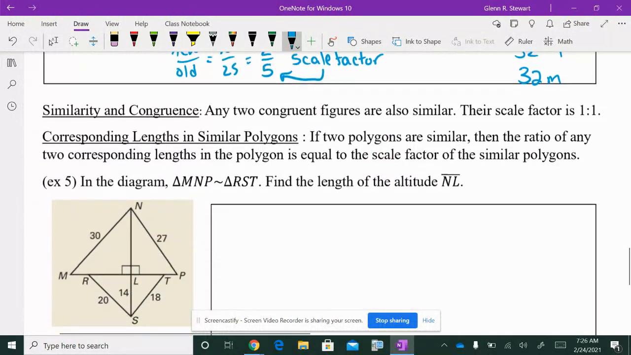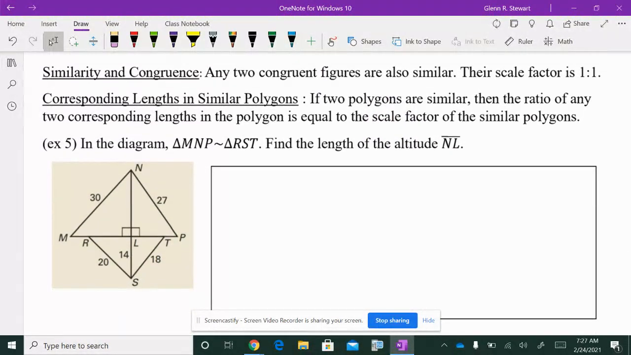All right, last but not least, we've got similarity and congruence. Any two congruent figures are also similar. Their scale factors in this case are 1 to 1, which means that if I took a figure and multiplied it by 1, I would get that same figure with the same measures. Corresponding lengths in similar polygons: if two polygons are similar, then the ratio of any two corresponding lengths in the polygons is equal to the scale factor of the similar polygons.